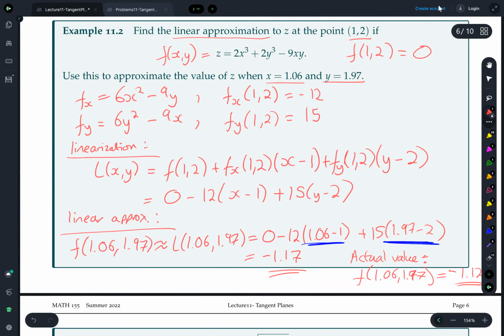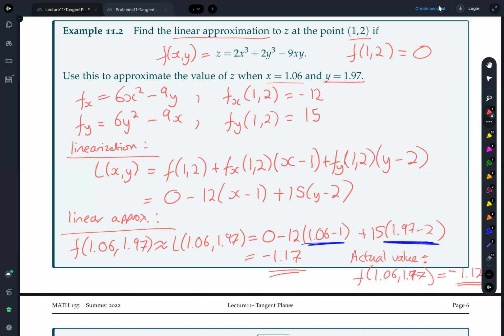Here you end up with minus 1.17, and the actual value is minus 1.12. So if we're fairly close by, the approximation is pretty good. If we had, say, picked x equal to 2 and y equal to minus 5, that's quite far away. It's probable that our approximation is not going to be very good. So these approximations only hold when you're close by.